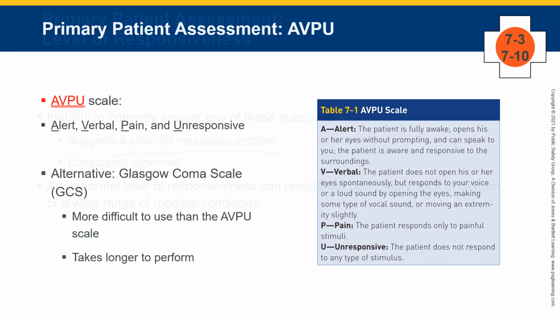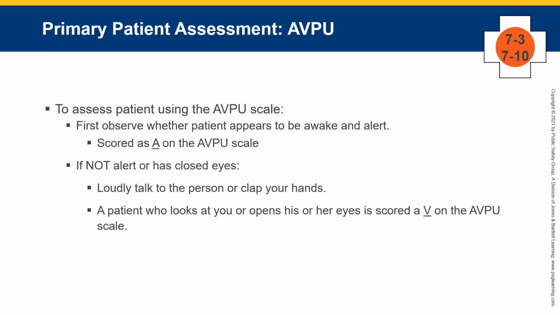Now, another scale that we use is the AVPU scale, and that stands for alert, verbal, pain, and unresponsive. We see it here in table 7.1. If a patient is alert, they're fully awake, they open their eyes, they make purposeful movement. If they don't open their eyes spontaneously but respond to a voice or a loud sound, they're verbally responsive. If they respond only to painful stimuli, that's a painful response. No response at all, they are unresponsive. First determine whether the patient is awake and alert, and then we would score them A on the AVPU scale. Again, we're looking for them to track you with their eyes and make purposeful movements.